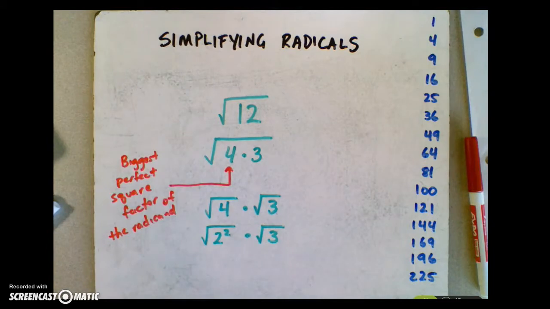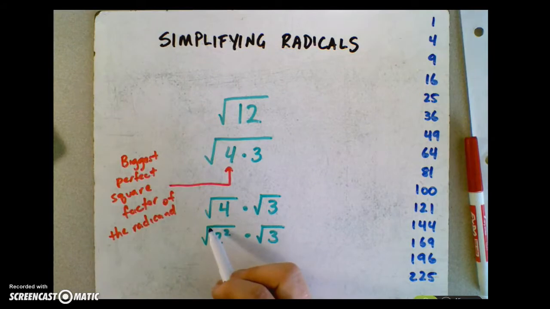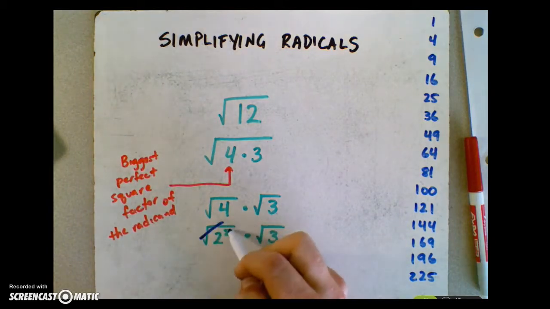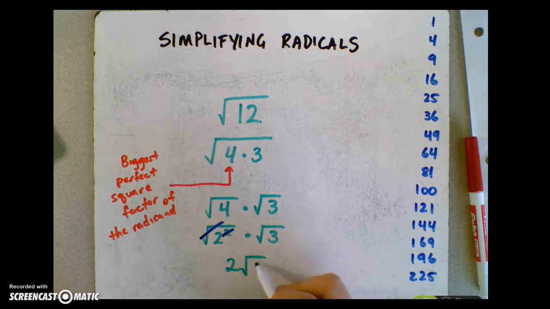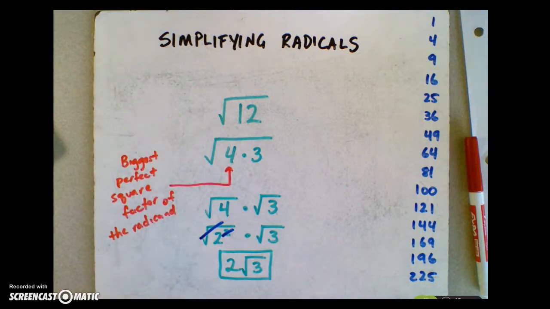Now, here's where the magic happens. Squaring a number and taking the square root are inverses of each other. Just like adding and subtracting are inverses, and multiplying and dividing are inverses, they undo each other. So the radical symbol and the squared symbol undo each other. And what am I left with? I'm left with just 2, and then the radical 3 gets written right next to it. And that is radical 12 in simplest radical form.